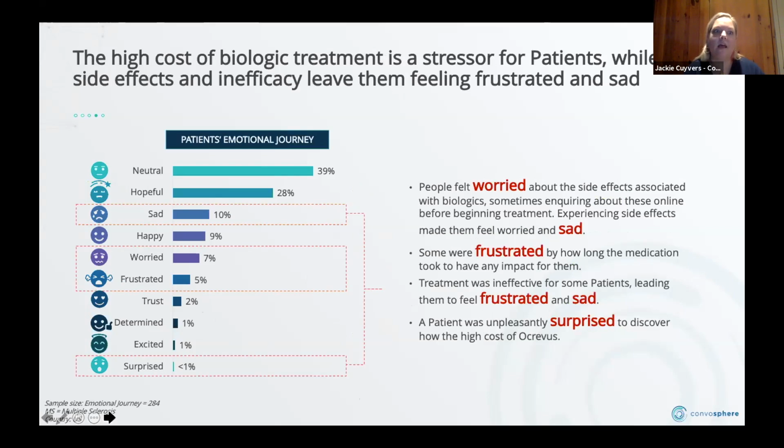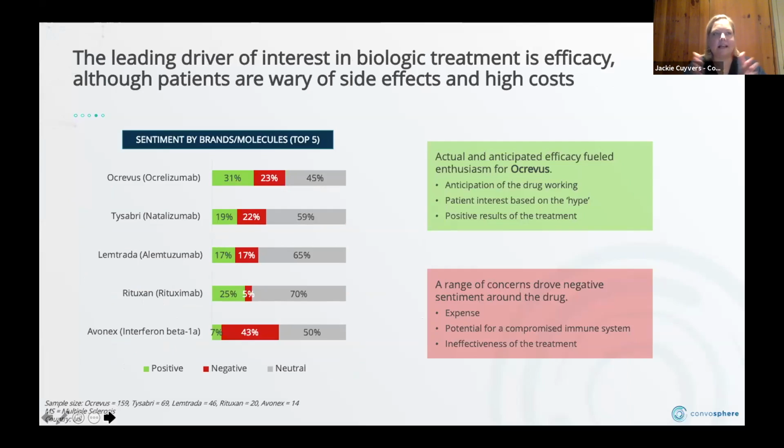However, the negative drivers of conversations around biologics: because this is the US, one of the pain points or barriers here is the cost of the treatment. That is prohibitive for some patients. So that led to some of them being frustrated and sad and worried about the cost, and also concerned about potential side effects and the overall experience. So that's at a category level.